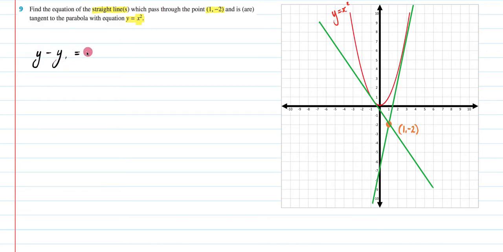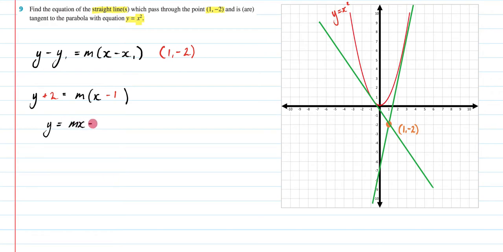y minus y1 equals m times (x minus x1). So into my y1 and x1 spots, I'm going to put my point (1, -2). So I'm going to be left with y plus 2 equals m times (x minus 1). And then I'm going to rearrange, so it's y equals mx minus m minus 2.